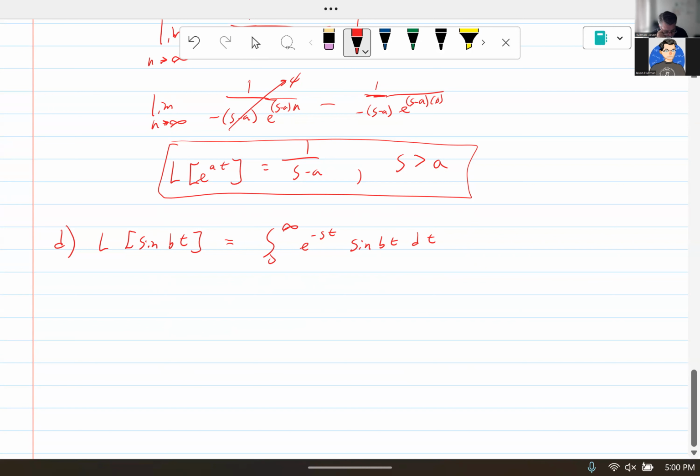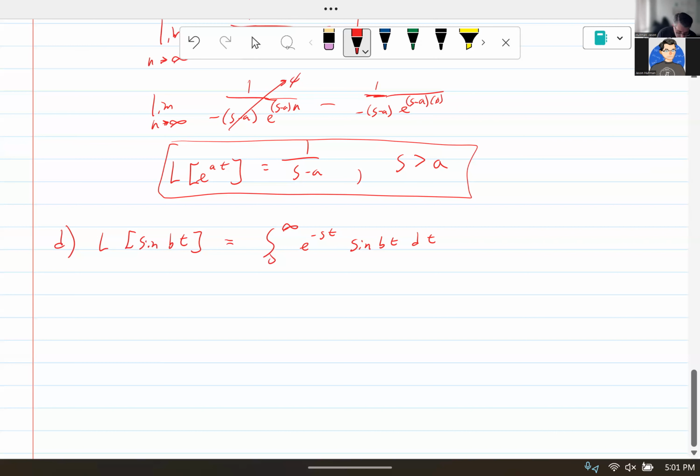Okay, so we're going to do a couple of integration by parts, and then we're going to use that trick where the integral of sine goes to cosine, and then the integral of cosine goes back to sine. So we're going to use the fact that this thing oscillates, and that we'll get back to something that resembles our original integral.